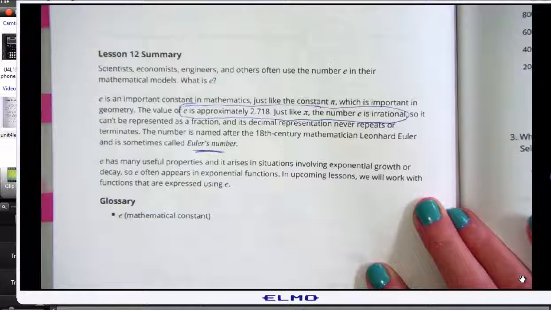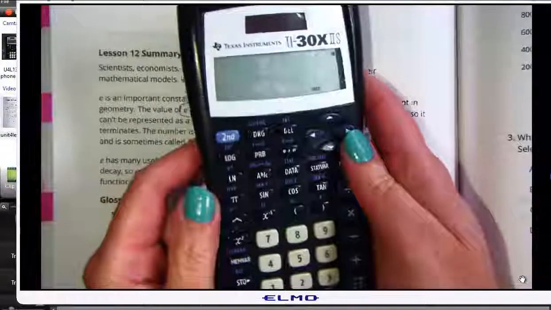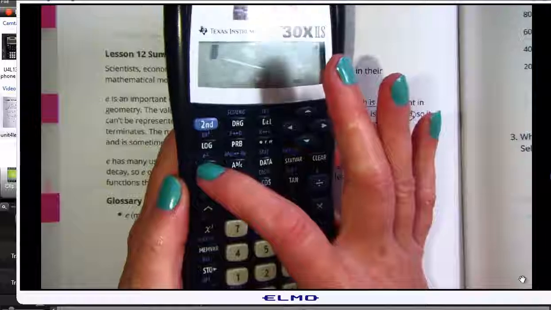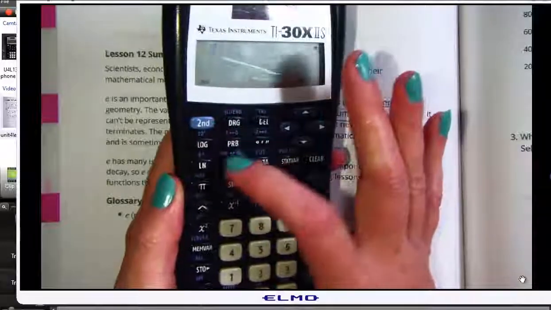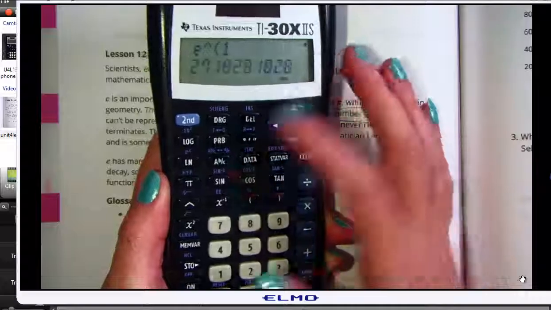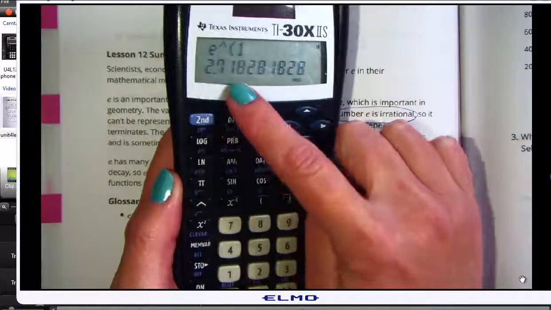In fact, it's so useful that there is a whole other button on your calculator that uses e. If you are using a calculator like this, you might see it above. So here is e, its second ln button. We're going to see what that ln is in a future lesson, but here's that same number: e to the first power is 2.718281828.